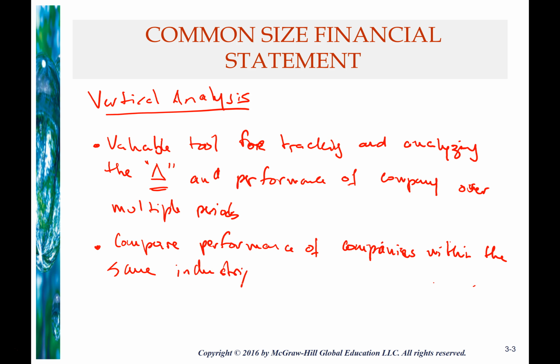Okay, so common size financial statement or common size analysis is a form of vertical analysis. It's a very valuable tool. It's an important tool for tracking and analyzing the change in performance of a company over multiple periods, or to compare and analyze the performance of companies within the same industry. Okay, so we utilize two main financial statements to do a common size analysis. We utilize the balance sheet and the income statement.